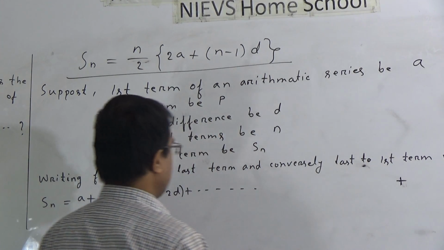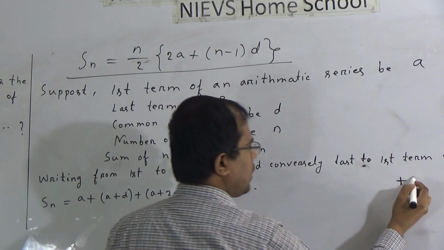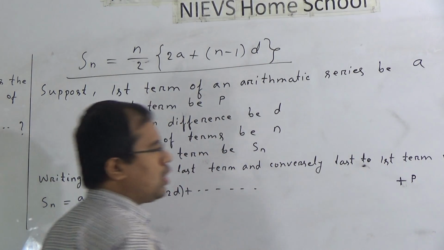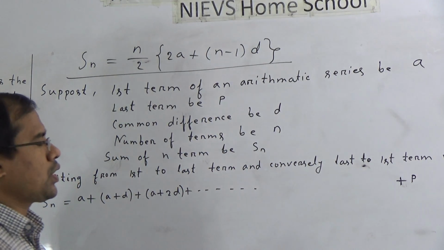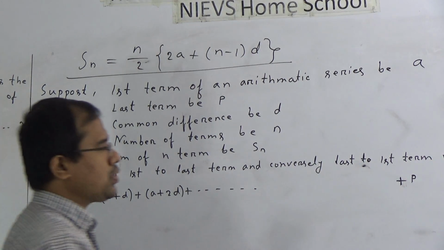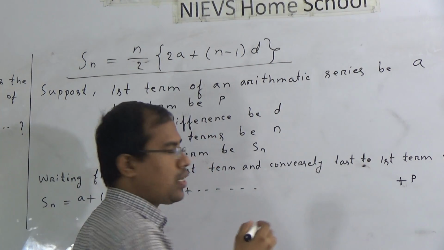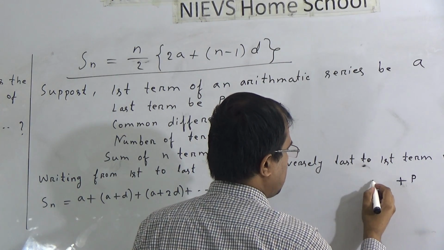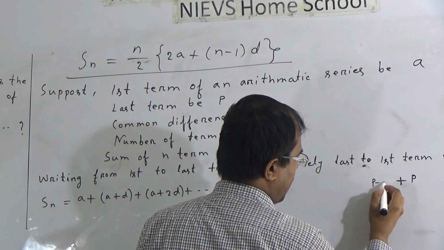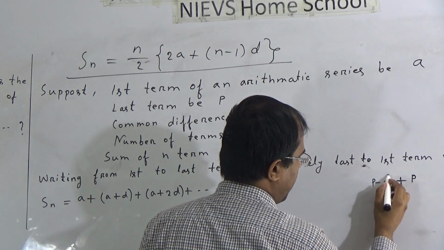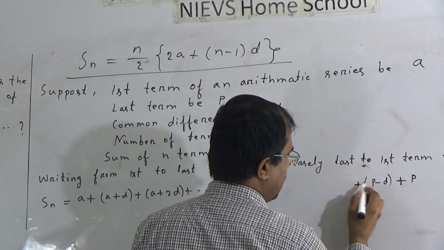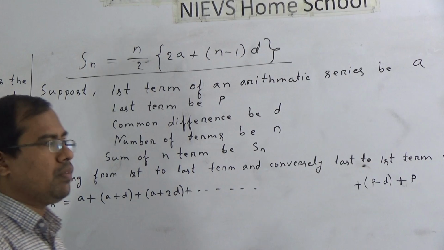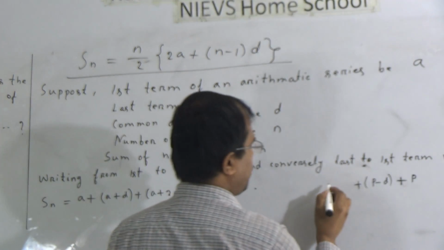Dear students, we have considered that last term of the series is p. Now the term before last term will be p minus d. It will be d less than last term because here common difference is d. That means second last term will be p minus d, and previous term of this term will be p minus d minus d. That means p minus 2d.